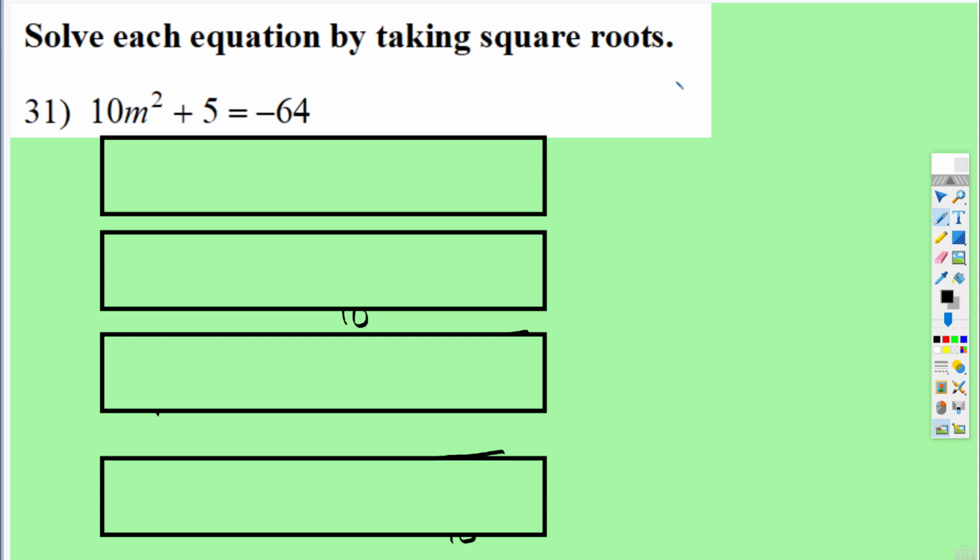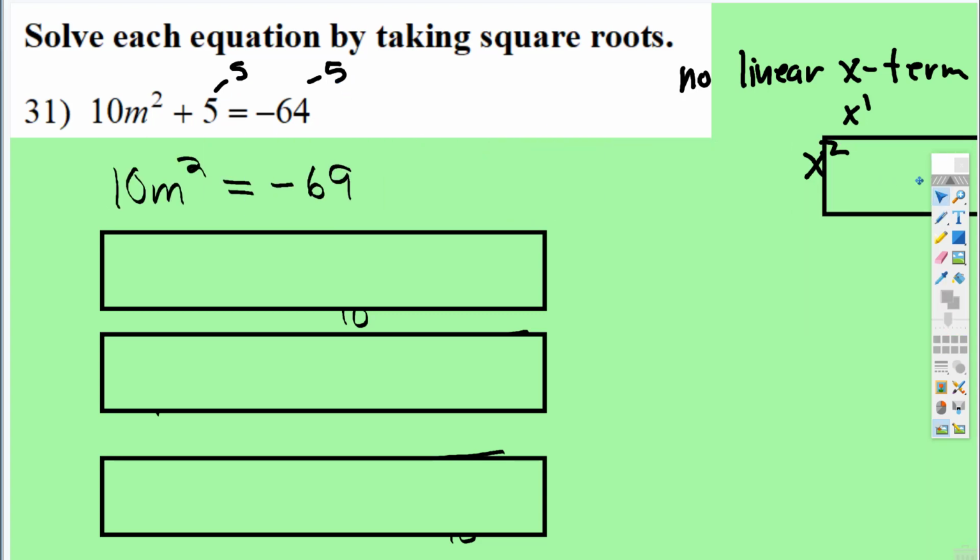This method is used when there is no linear x term, meaning there is no x to the first power. Notice there's 10m squared, and then there's the constant, but there's no x to the first power. So the trick here is to get the x squared, or the m squared in this case, by itself. So the first thing you're going to do, remember you get rid of unattached stuff first, so you're going to subtract 5, subtract 5.